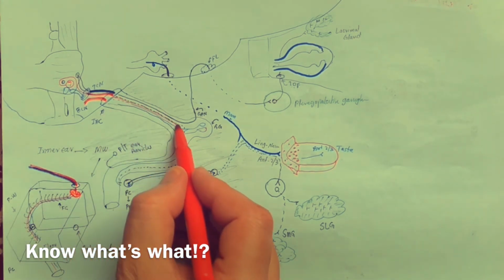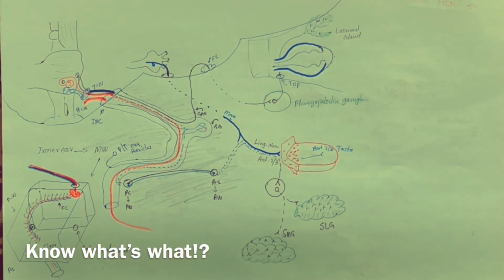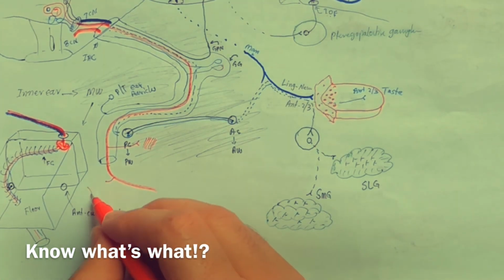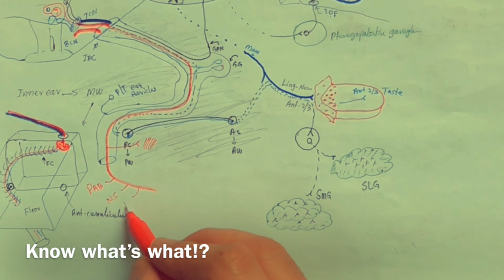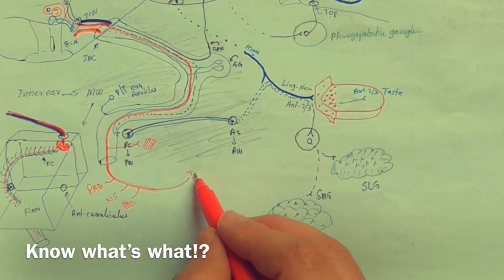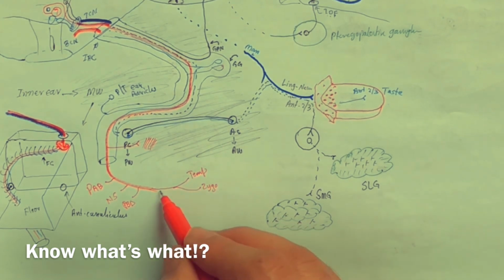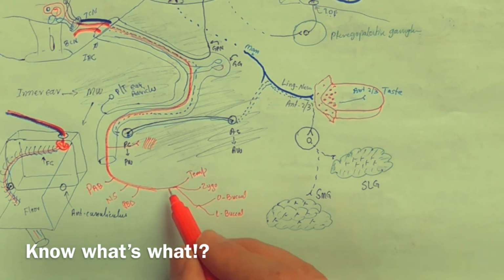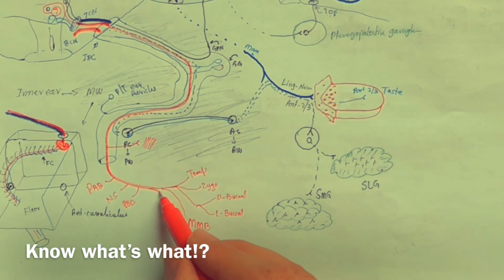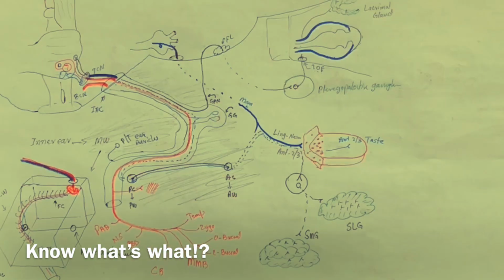And now let's look at the facial nerve proper. When it goes down, it gives a branch to the stapedius muscle here, and then it gives the posterior auricular branch, the nerve to the stylohyoid muscle, and the nerve to the posterior belly of the digastric muscle, and then the temporal branch, the zygomatic branch, the upper and lower buccal branches, and the marginal mandibular branch, and the cervical branch to platysma. So this is all about the facial nerve.